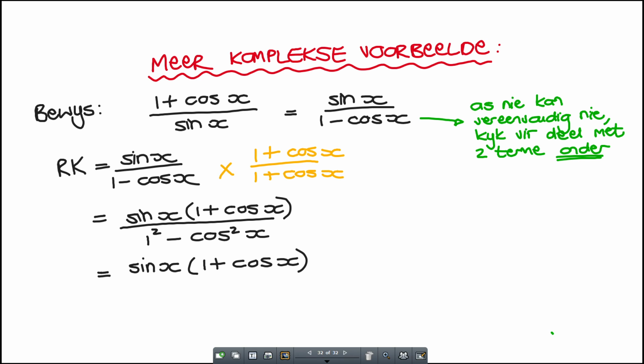En wat raak er daaronder? At the bottom, 1 minus cos squared x will become? Dink gou identiteite. Sin kwadraat x.